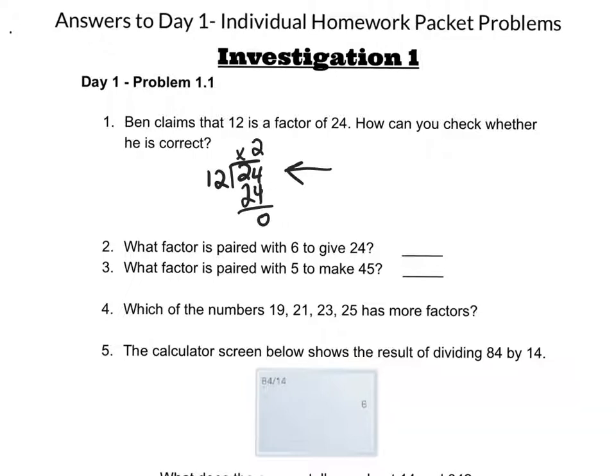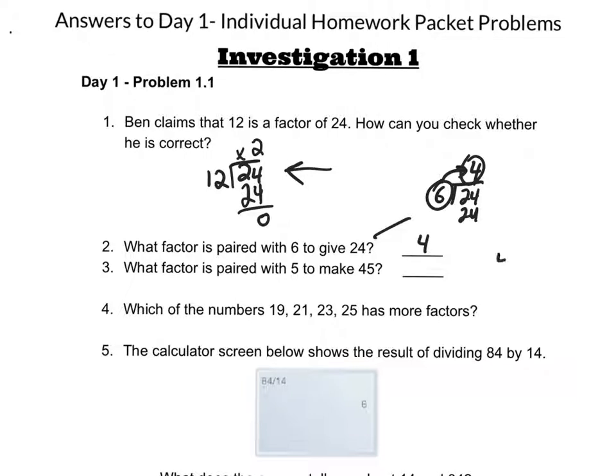Number two, what paired with 6 will give you 24? Well, if you don't know your facts well, once again, you can take 24 and divide by 6. If you don't know your 6s, skip count by 6. 6 times 1 is 6, 6 times 2 is 12, 6 times 3 is 18, 6 times 4 is 24. So 6 times 4, these are factors and they're also divisors, so 4.